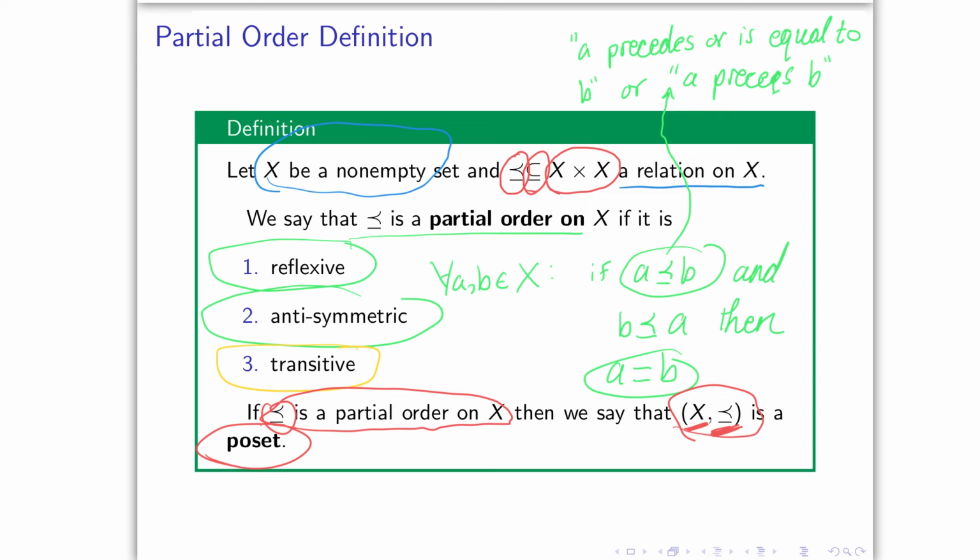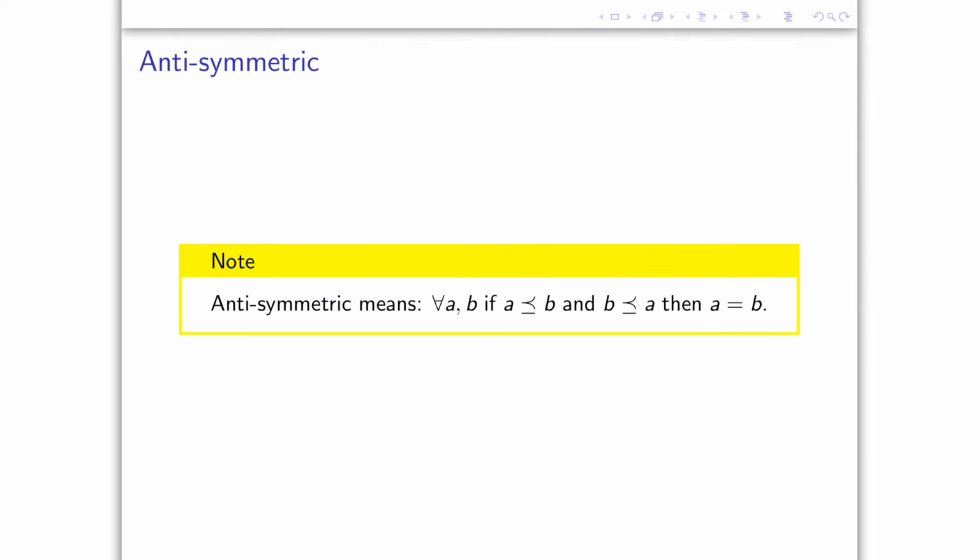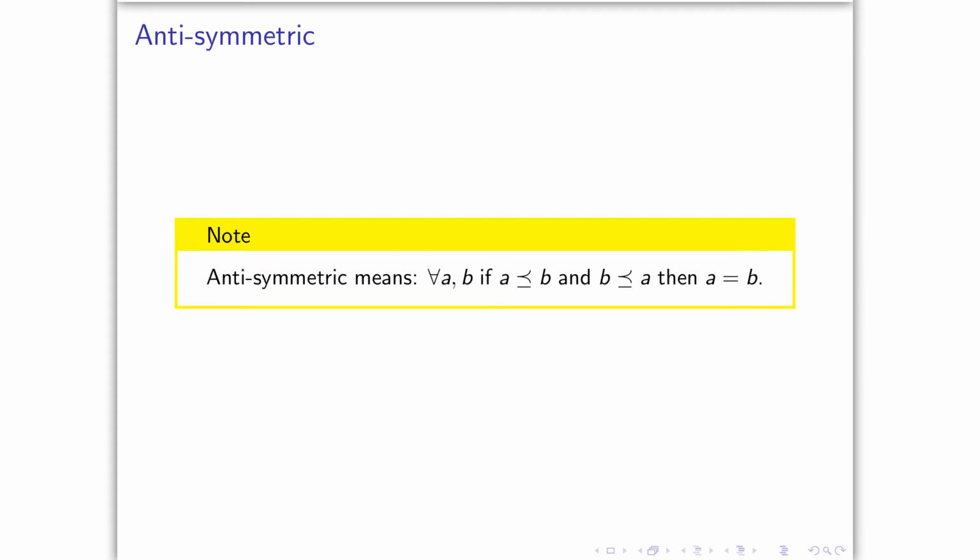That is the notion of a poset. Oh, right. And I wrote out in its own slide what it means to be antisymmetric. So here you have it yet again written out. This is what it means for a relation to be antisymmetric.